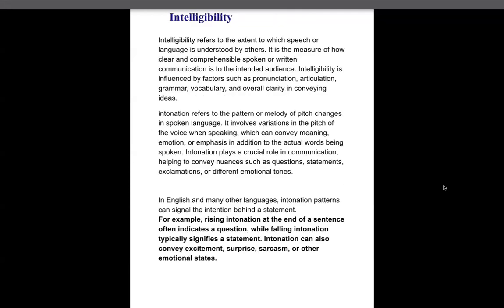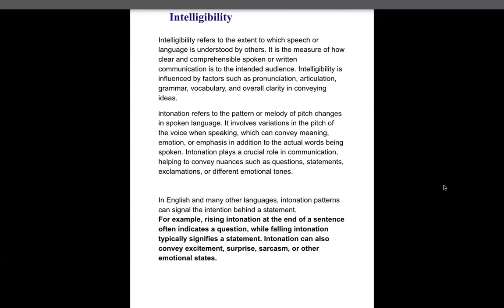All right. So intelligibility is how well the patient understands you when you're speaking. So that involves your pronunciation, your vocabulary, your grammar, and your clarity when you're speaking. Okay, and this involves your intonation. So when you're speaking, you can't be speaking in the same pattern like this. You have to vary your pitch.